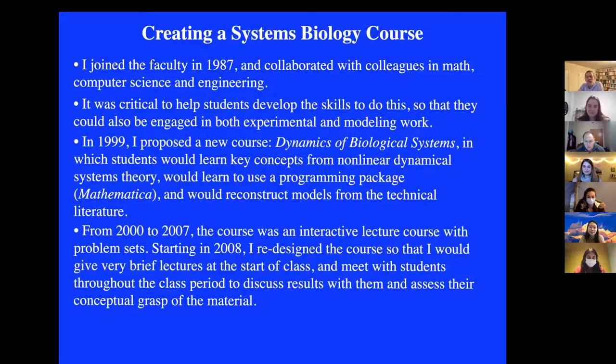And then from 2000 to 2007, the course was an interactive lecture course with problem sets. So what I would do is I'd have everyone sitting in front of the computer with Mathematica open. I'd be projecting my computer on the screen and I would type things and have them type. And then it was like blindfold chess because the students would raise their hand when something didn't work. And I'd run around and say, oh, you forgot a bracket. Oh, you missed this parenthesis. Oh, that needs a curly brace. Lots of fun.